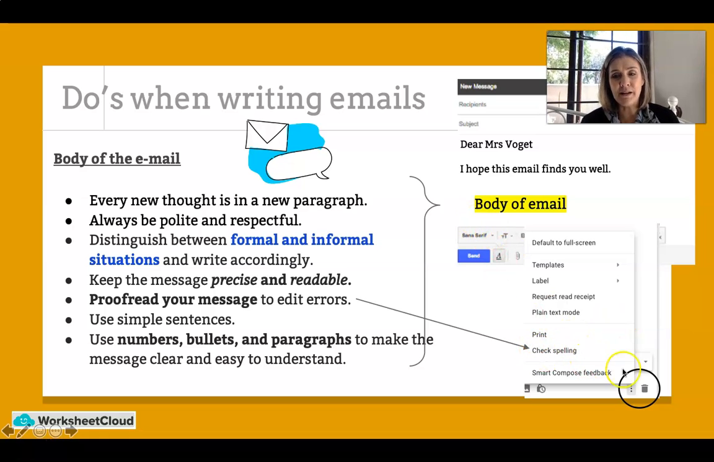So you'll select your email, all the words, click on those 3 dots, check spelling, and it'll underline the words that you need to check. And it'll give you the correct spelling. Use simple sentences, so don't try and be too clever, because that's when you can make mistakes. And then use bullet points, numbers, and paragraphs to make the message clear and easy to understand.